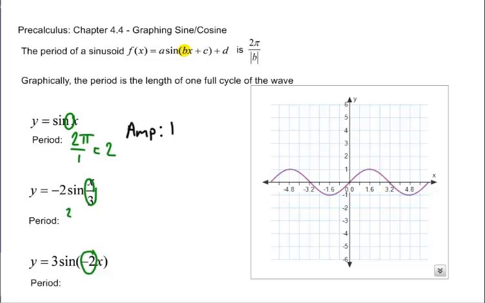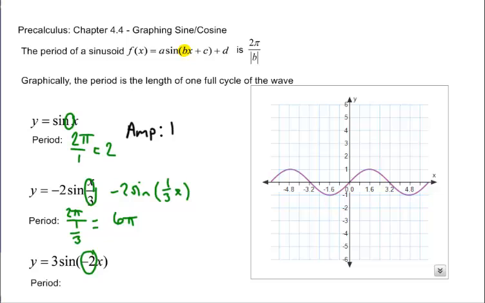What about this guy? The period for this guy is what? 2 pi over, well, what number could this possibly be? Well, think of it this way. 2 sine of 1/3 x. So what number is that going to be? 1/3. And if you have a fraction, you multiply by the reciprocal. So that gives us 6 pi.